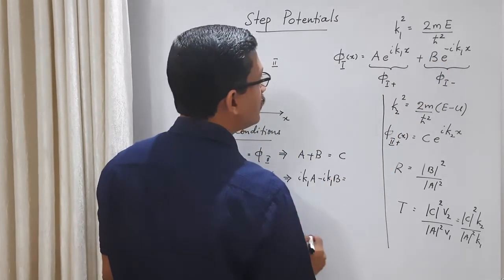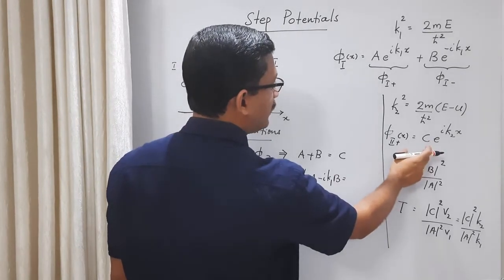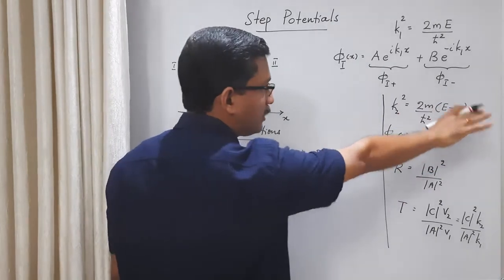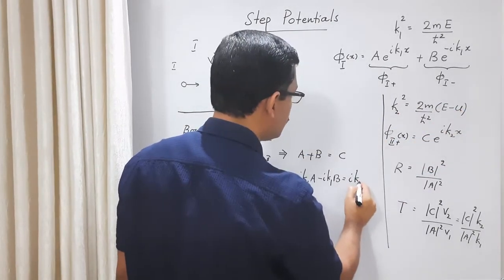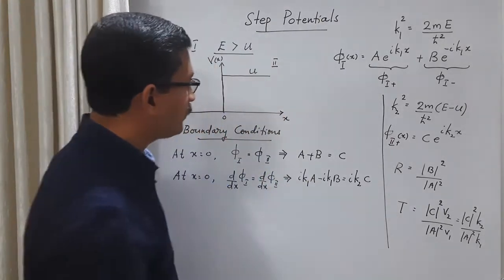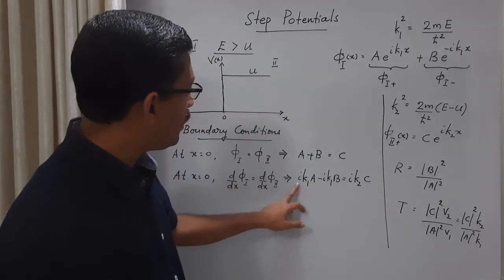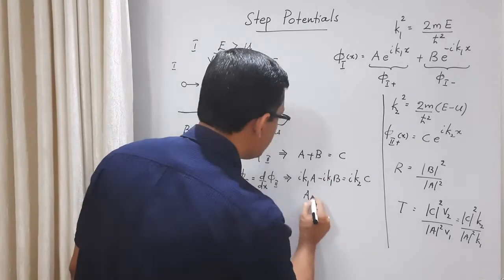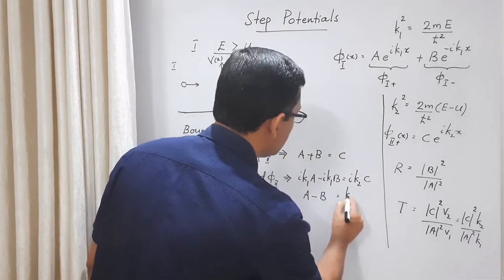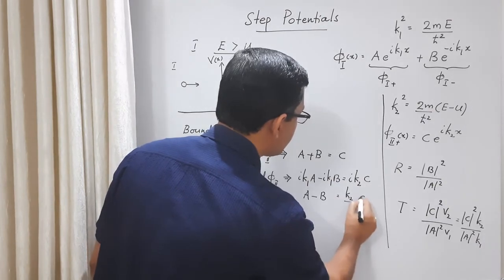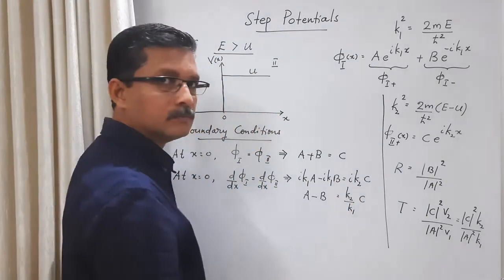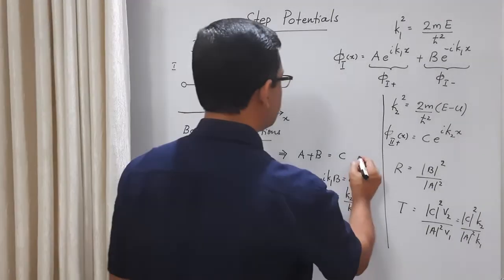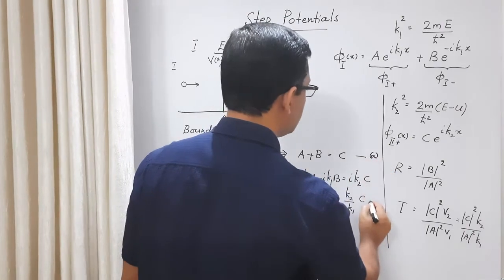Equals what? What is the derivative of this one? i k2 times c e raised to i k2 x. Put x equal to 0, then the exponential part will be 1. So we get i k2 c. We can simplify this. i will cancel throughout, and k1 I can take out. Then what you get is a minus b equals k2 by k1 times c. Let us say this is equation a, and this is equation b.